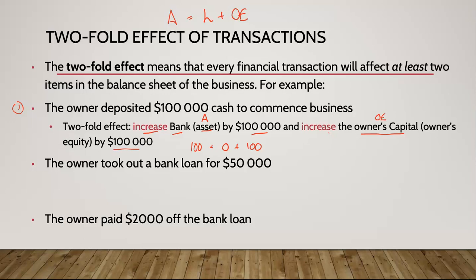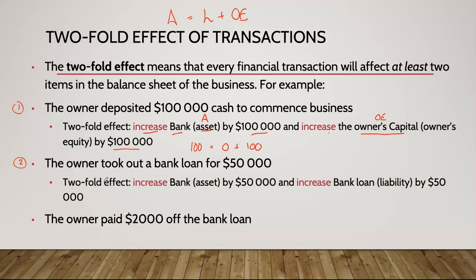The second transaction could be the owner took out a bank loan for $50,000. In this case, the twofold effect would be an increase in my bank account, my assets. I have $50,000 more cash in my bank account. But I also have an increase in my loan, which is a liability. So if we keep going on, my accounting equation would suddenly mean I have $150,000 of assets or cash, of which $50,000 or 50 is a liability, and my business is still worth 100.